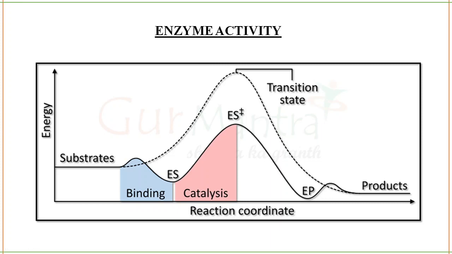But with enzymes, if this reaction is catalyzed by an enzyme, what the enzyme will do is reduce the activation energy. It will reduce the activation energy of the transition state. You see, now the shape of the mountain, the height of the mountain, has reduced. Here the height of the mountain has reduced.